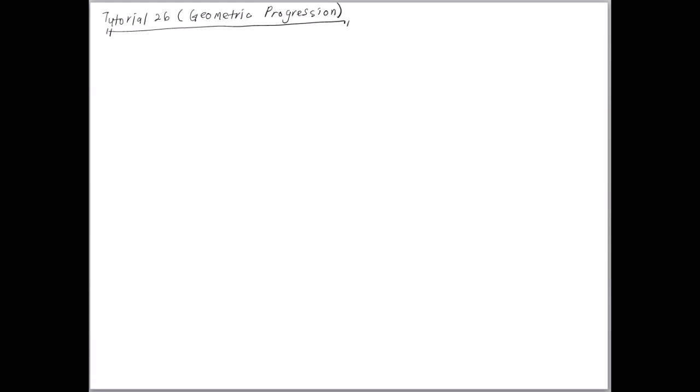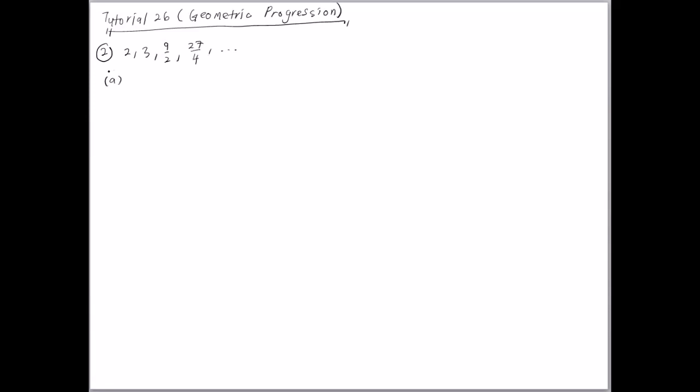Okay, now let's continue with tutorial 26. Questions from tutorial 26 from the topic geometric progression. Okay, starting from question number 2. Question number 2, given the geometric sequence 2, 3, 9 over 2, 27 over 4.